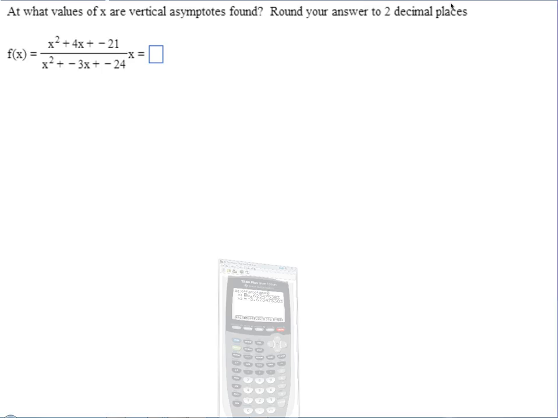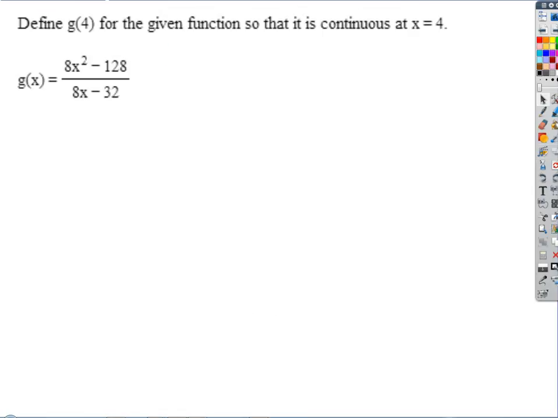All right. So what else do we have trouble with here? Let's get back on track here. Okay, what about this one?